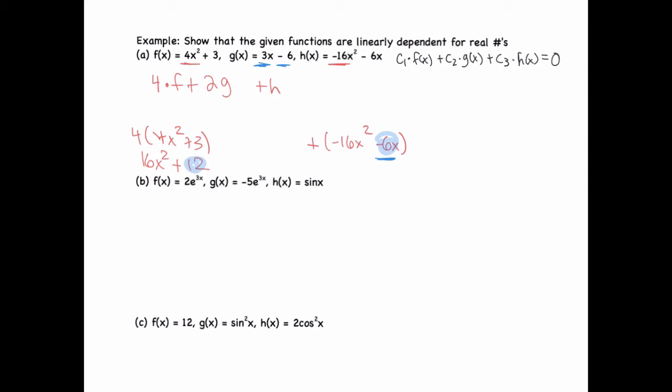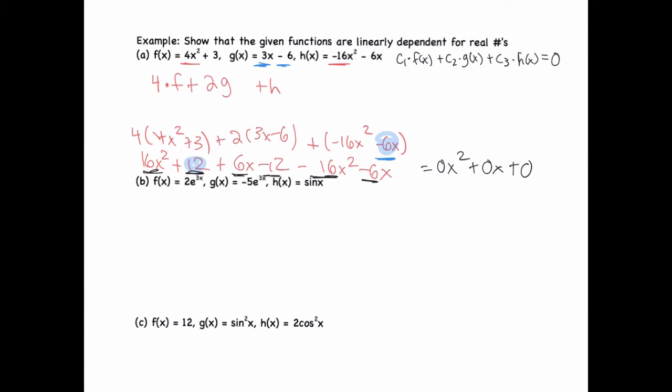If I take 2 times g, that would be 2 times 3x minus 6. So then I'd have 6x minus 12 minus 16x squared minus 6x. And let's look at what happens. Well, here's my 16x squared minus 16x squared. That would give me 0x squared. Then I've got 6x minus 6x, so that's great. That's 0x. And I have 12 minus 12. Boom, we did it. So that shows that the functions are dependent.